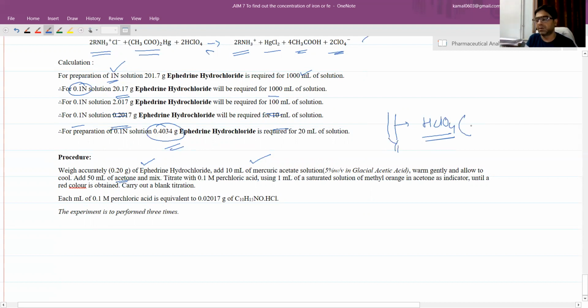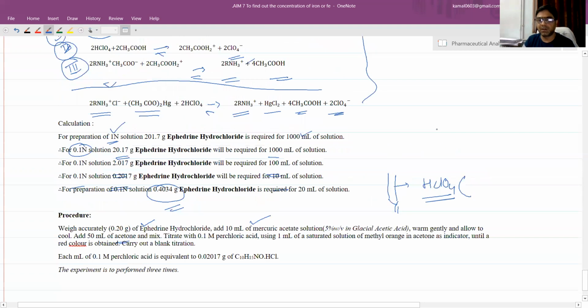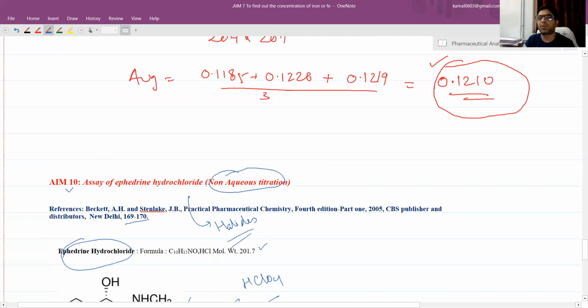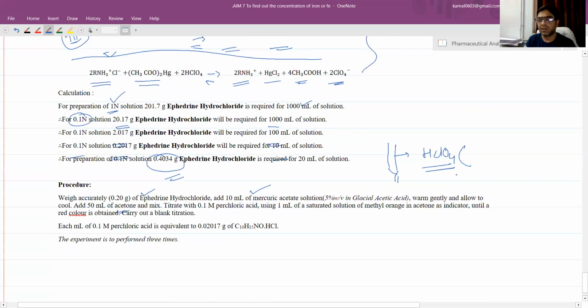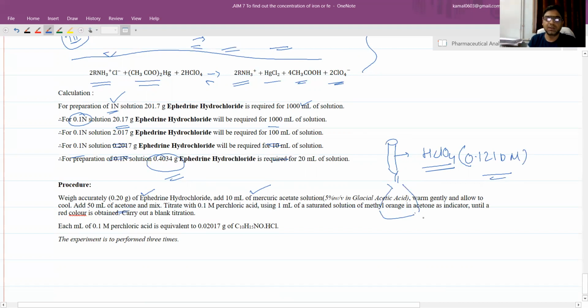So for this HClO4, the normality which we have estimated already was 0.1210. So we will assume the normality will remain the same. 0.1210 will be the normality of this pre-standardized perchloric acid solution that we will take in the burette. And in the conical flask, we are going to take the ephedrine hydrochloride as well as the mercuric acetate with the acetone, and the indicator that we are going to take is methyl orange.